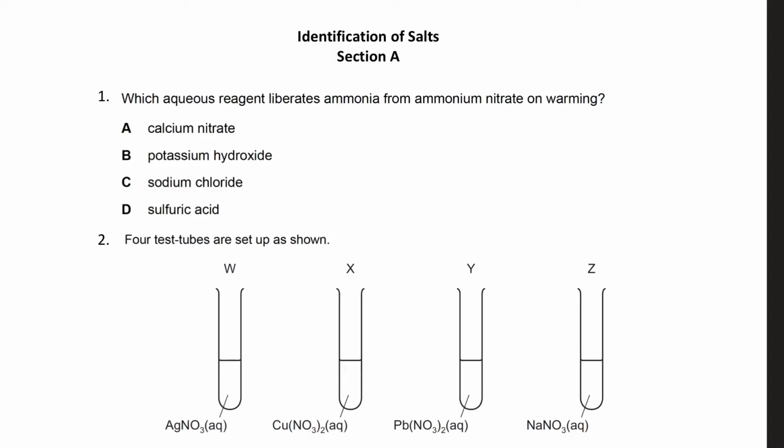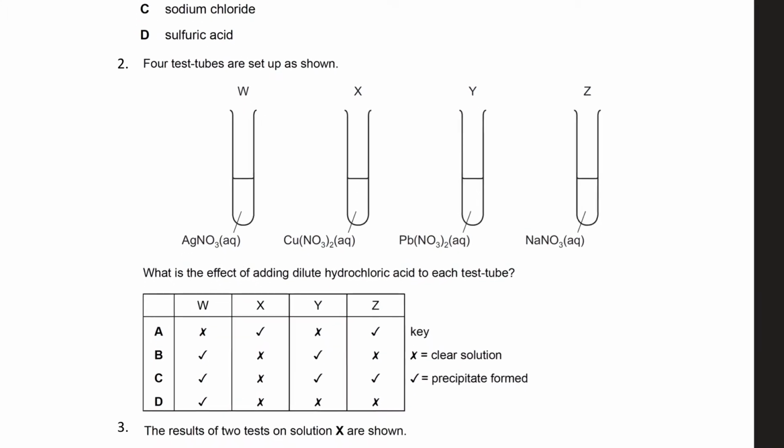Which aqueous reagent liberates ammonia from ammonium nitrate on warming? Now you have to remember that ammonium nitrate is acidic, which means if you add an alkaline solution to it, it will liberate ammonia and not react with that either. So the answer is going to be potassium hydroxide because that is alkaline.